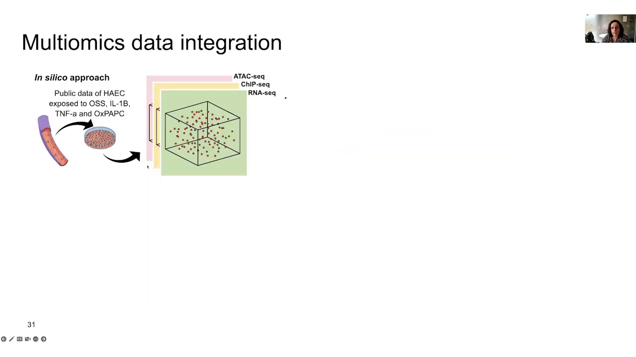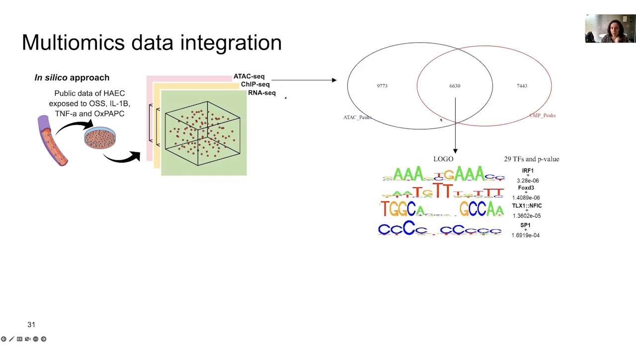So we used public data sets from human aortic endothelial cells that were exposed to different conditions simulating and causing endothelial dysfunction. And this was ATAC-seq, ChIP-seq, and RNA-seq data. And we started from that. We first analyzed the ATAC and ChIP-seq data, and we took the overlap of the peaks, which were about 6,600. We identified sequence logos that were enriched, and then found 29 transcription factors that were predicted to bind to these motifs.